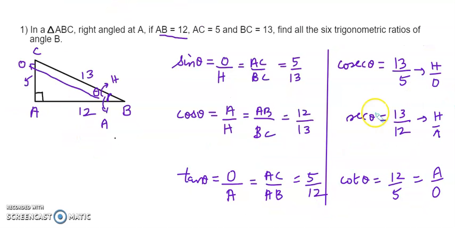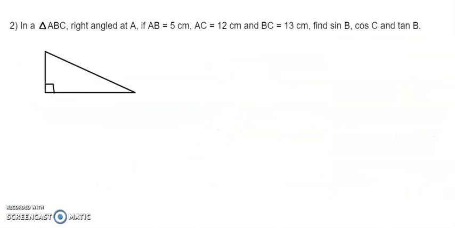Hope this is clear, right? Let's take a different type of question. Again, they are saying triangle ABC, right angled at A. So let's say A here, B here, and C here. AB is 5, AC is 12, BC is 13. They are telling us to find sin B, cos C, and tan B.